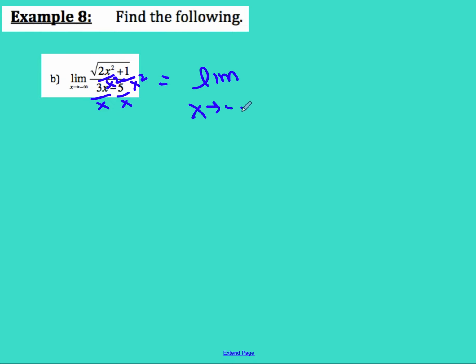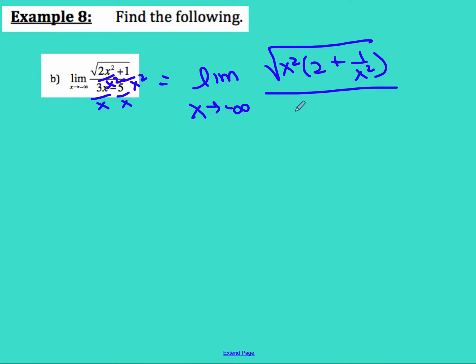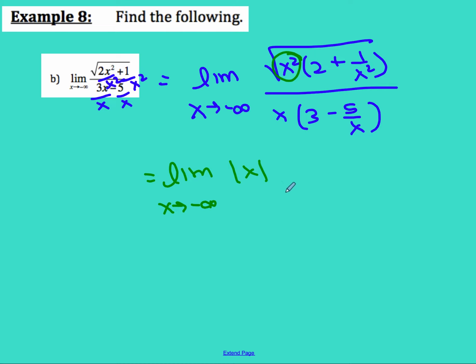So I have my limit as x approaches negative infinity. I have the square root, I have x squared. Then I have 2 plus 1 over x squared all over x, 3 minus 5 over x. Now I'm going to take the square root of x squared. In order to be able to take the square root of it, this has to be positive, which it is. If you take a number and square it, it's positive. So that tells me this will have to be a positive answer. So the way we denote something as positive is using that absolute value. So I have the absolute value of x over x, and then this time I have the square root of 2 minus 1 over x squared. And then I have 3 minus 5 over x.